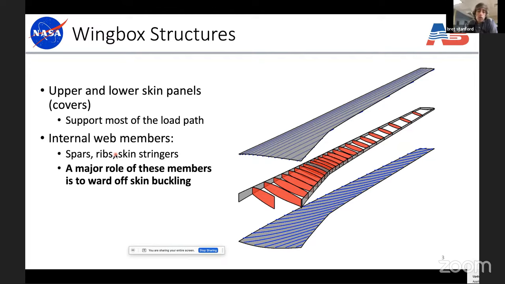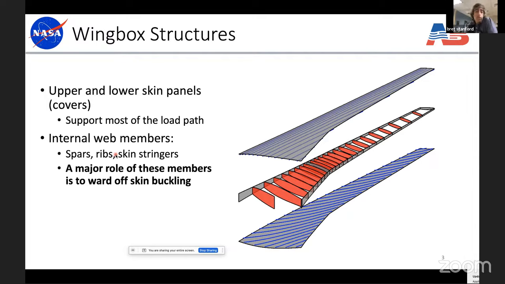What we have are upper and lower skin covers, or upper and lower skin panels, and these bear the majority of the load during flight and during maneuver loads. And then we have these internal web members, which are the connective tissue between the upper and lower skins, and these are spars and ribs. Ribs are shown in red there. And then we also have skin stringers. Skin stringers are drawn in blue, fastened up against the covers.